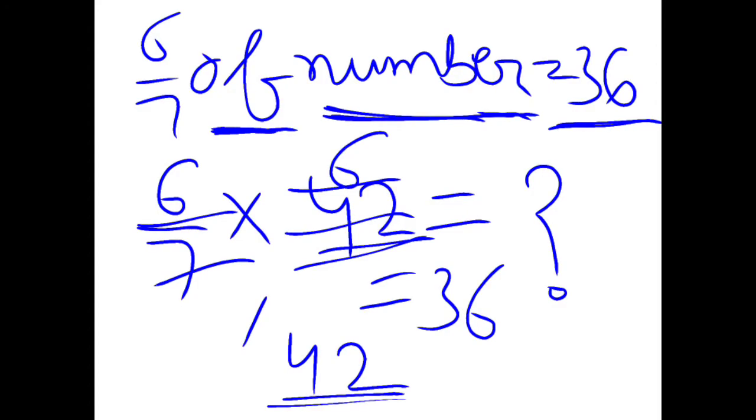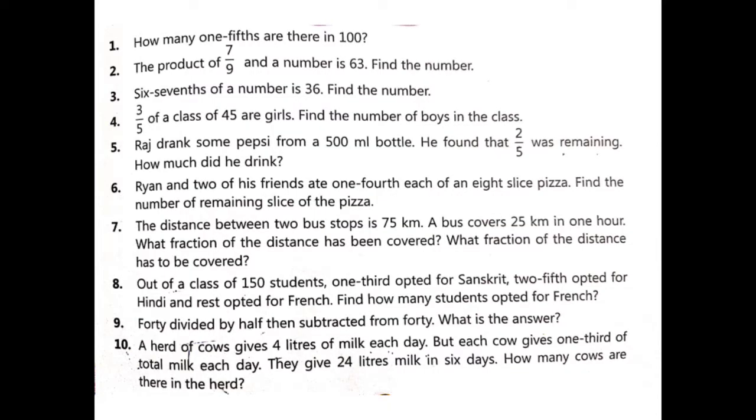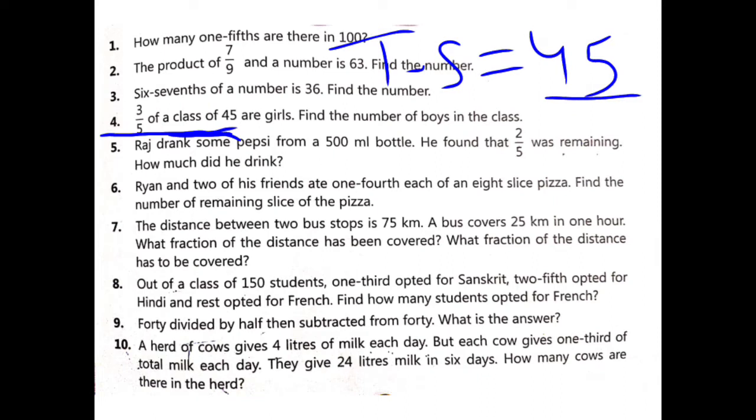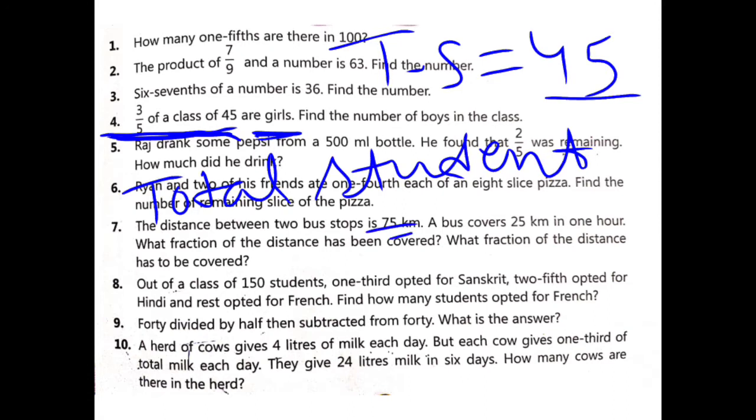Okay. Now read the statement for question number 4, that says 3 upon 5th of a class of 45. That means the class has 45 total students. And of this 45, 3 upon 5th part are girls. Then how will we find out? You have to write the statement: total students equal 45, and 3 upon 5th of this amount is girls.